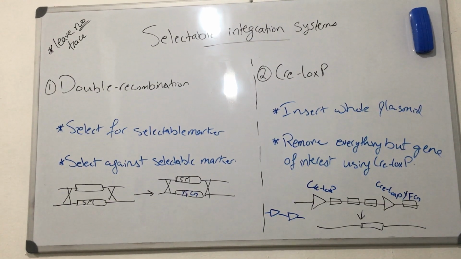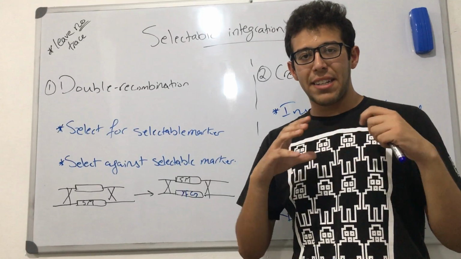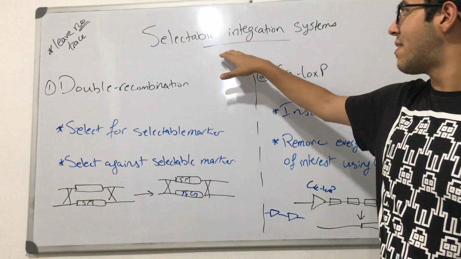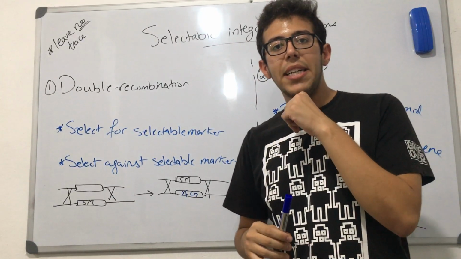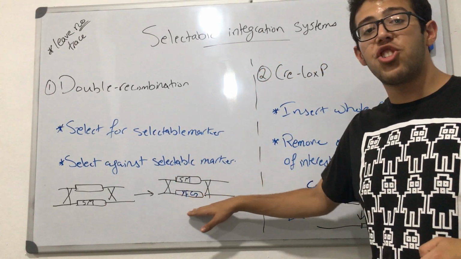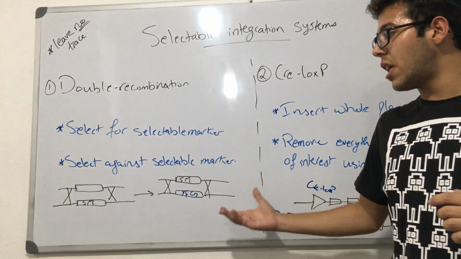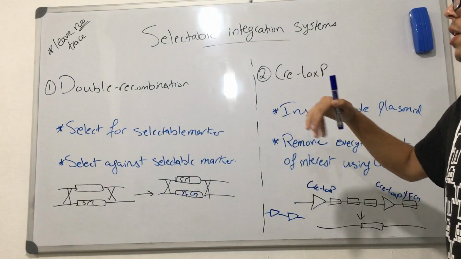اوكي بهيدي اللكتشر بدنا نحكي عن selectable integration systems. بالمبدا in extremely short and brief sentences we can say that اللي selectable integration systems نحن قصدنا بدنا نحط الجين اوف انترست تبعيتنا without leaving any traces. يعني basically بس بنزيد نحن الجين اوف انترست بدون البروموتر between any other elements that are associated or could be associated with this gene. اول شيء نحن بدنا نبلش بالدبل ريكومبينيشن.